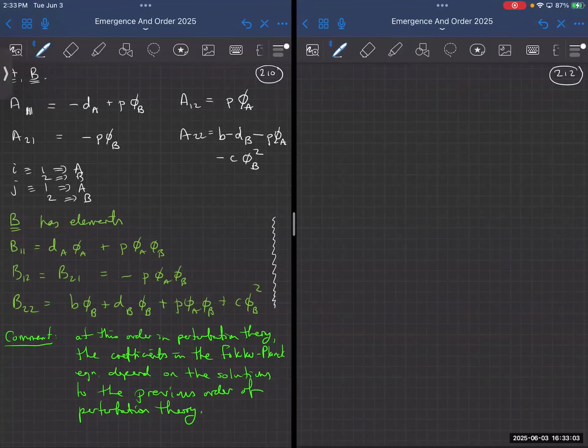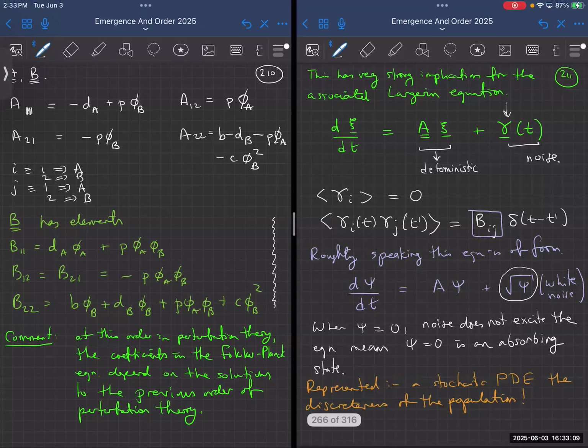So you have to do this order by order in perturbation theory, and this is an asymptotic statement. If I were to write this down in the language of, say, the Kramers-Moyal expansion, which I showed you last time, you would literally end up with the equation shown here in the middle of the page. You literally have a stochastic equation where the white noise is multiplied by the square root of the variable that you're solving for. So this is how, for asymptotically large n perturbation theory, you represent a multiplicative process.